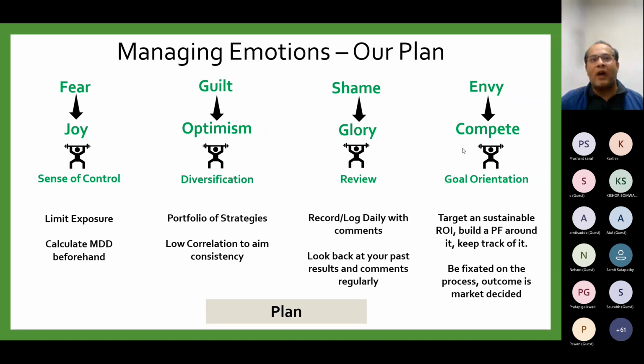Last part is to have a goal orientation. So how will we stop envying other people? How will we stop being jealous? We have to build our own goals. We can't be looking at, so if you have max drawdown, you can't accept more than 5% max drawdown. You can't target more than 10% return as well. That's the whole point. Someone who wants to target 10% return, of course the drawdown will be higher.